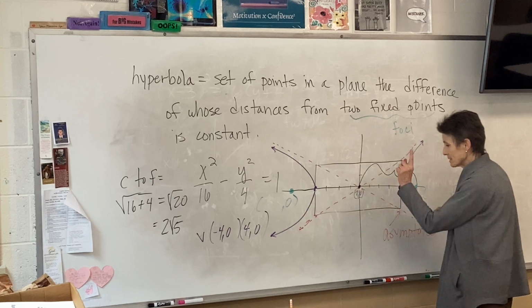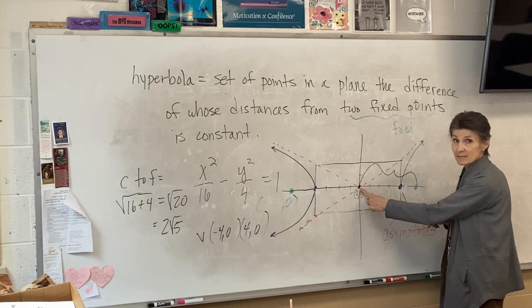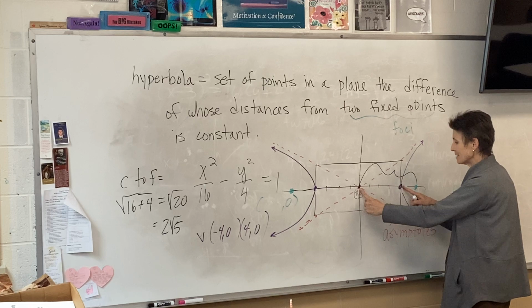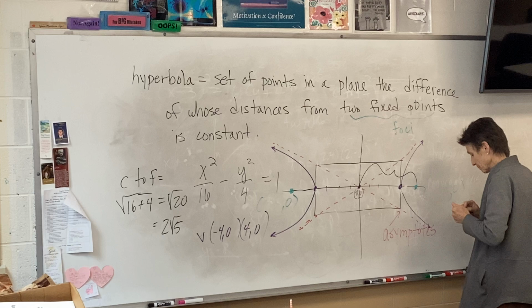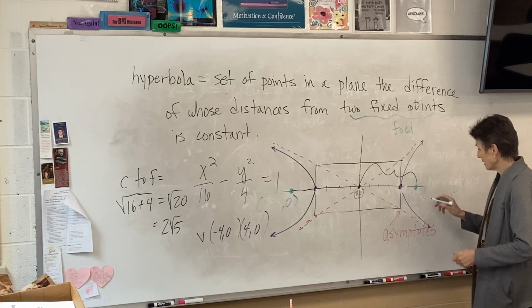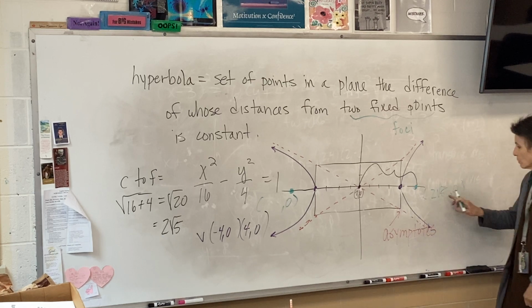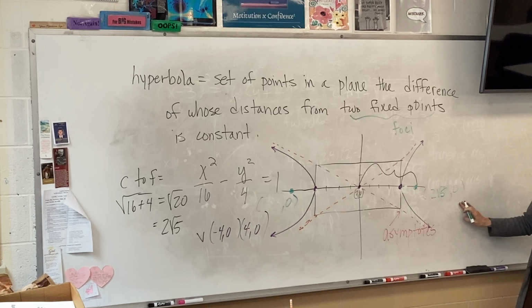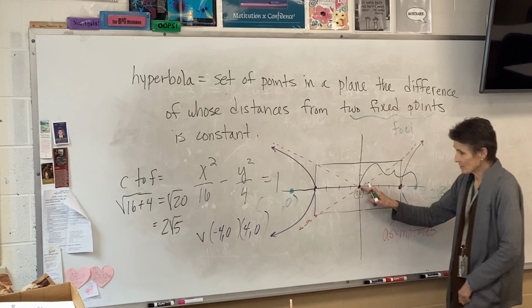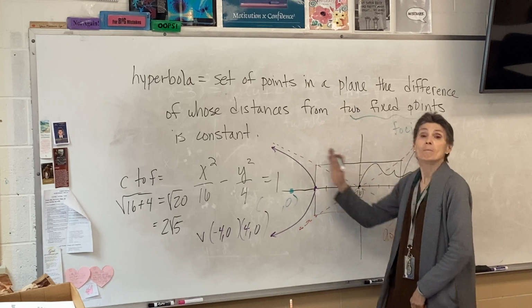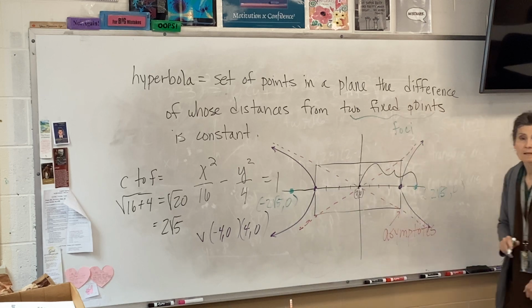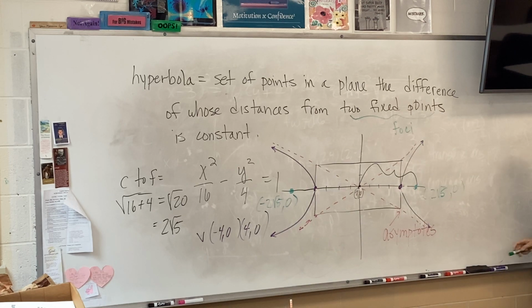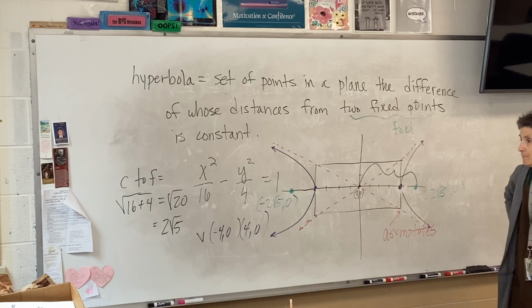Okay, so I'm going to start at my origin, which is where x is 0, and I'm going to add 2 root 5 to get to my green dot. Well, 0 plus 2 root 5 is just 2 root 5. So that focus is 2 root 5, comma 0. This one will be 0 minus 2 root 5, so negative 2 root 5, comma 0. Those are my foci. There's a lot with hyperbolas, there's a lot.